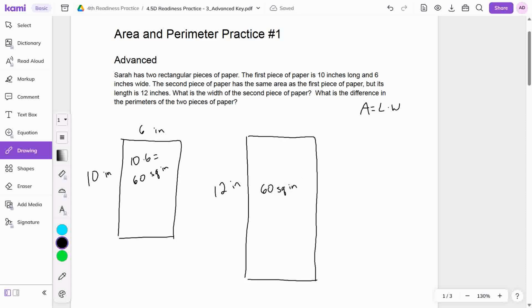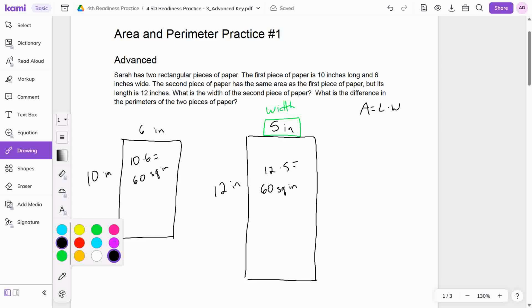And it's also length times width. So 12 times what is going to get me that 60? How many sets of 12 is going to get me to 60? 12, 24, 36, 48, 60. That's 5. All right, so our first missing number is going to be that 5 inches. So what is the width of the second paper? All right, so we can say that the width is 5 inches.